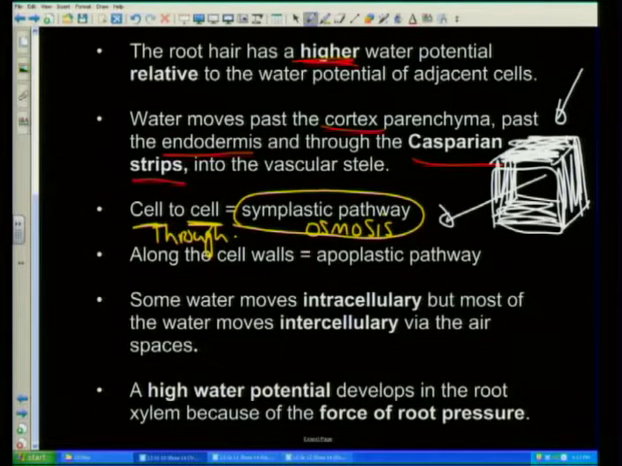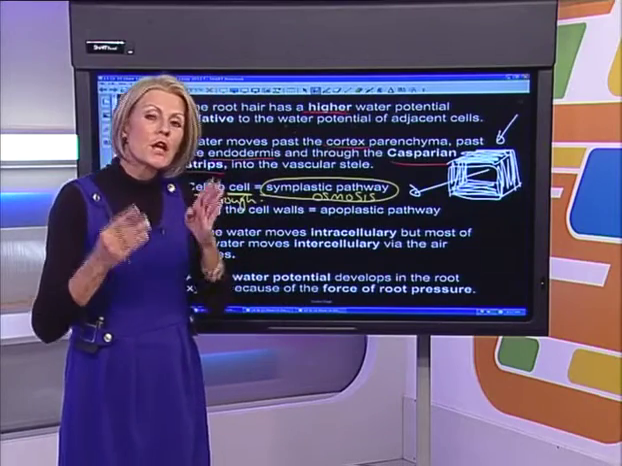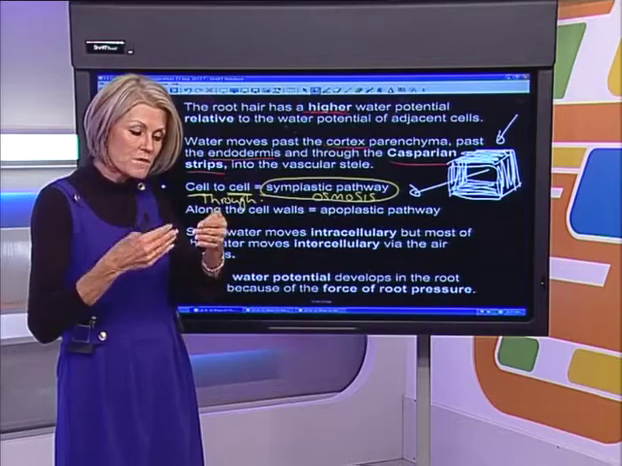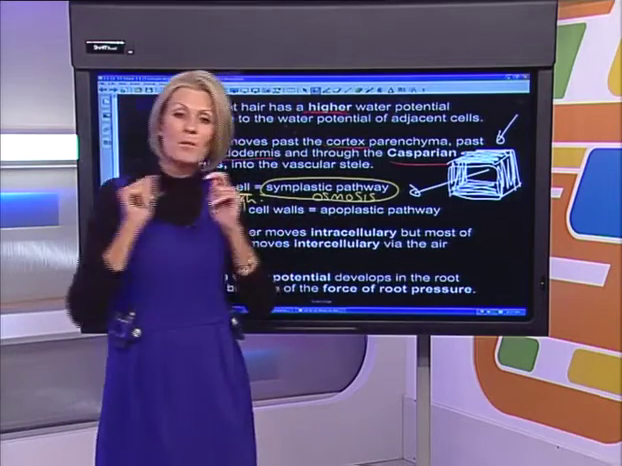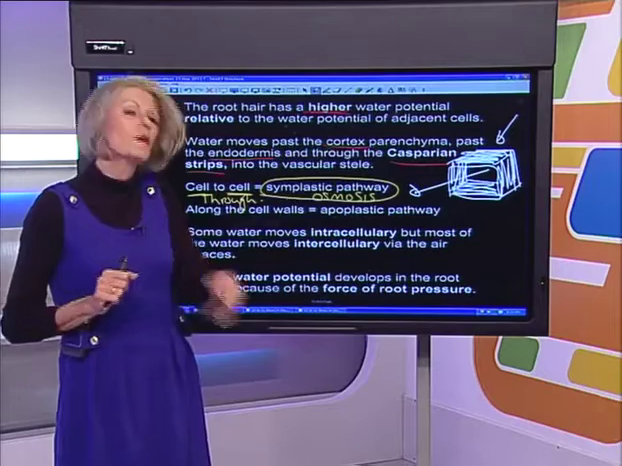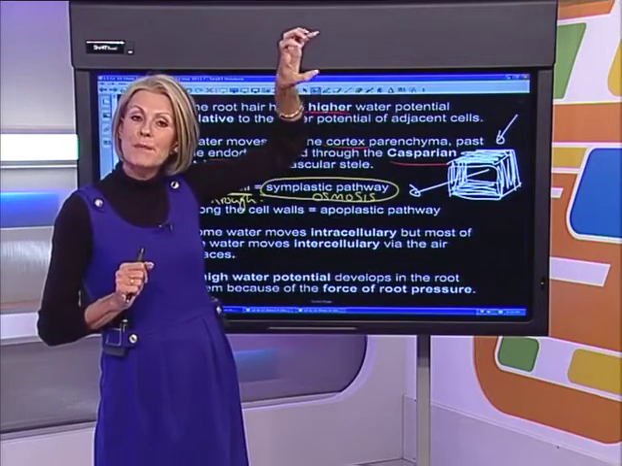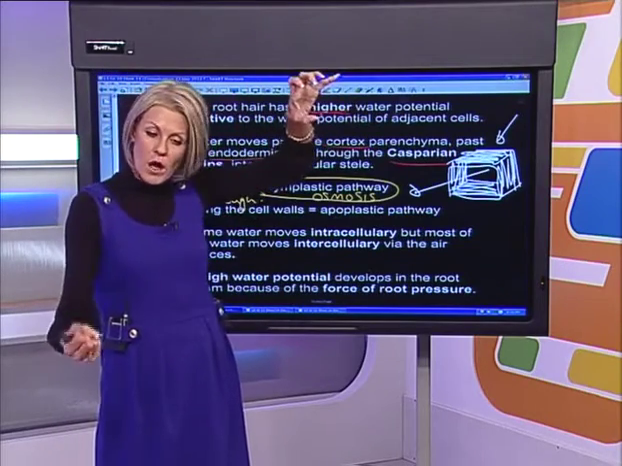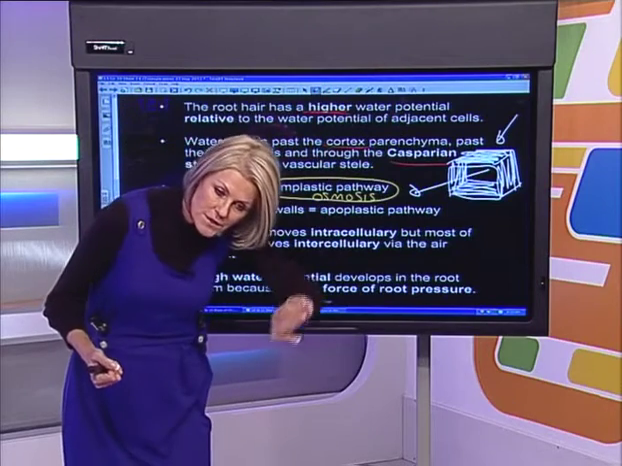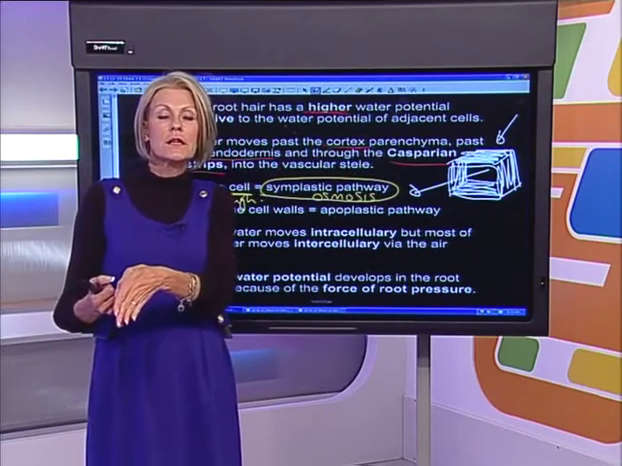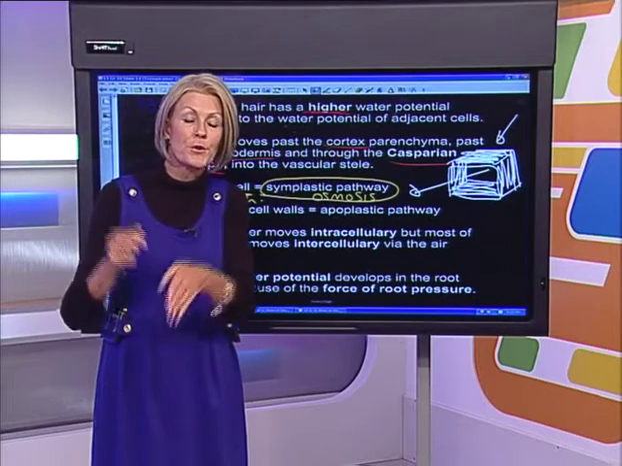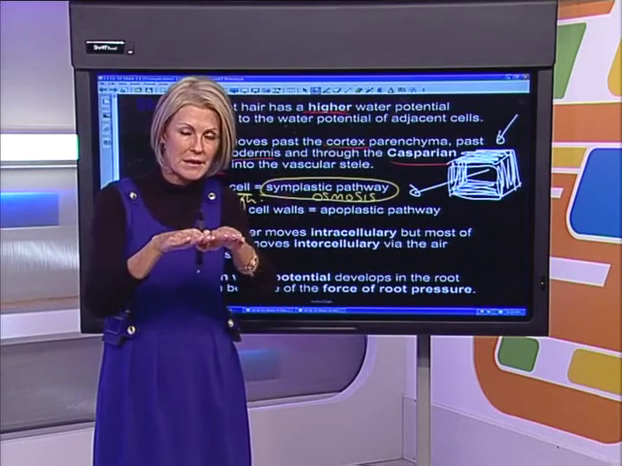And if it goes through the cell, what have you got? You've got this process of it moving, or the water moving through a membrane. And remember, what is osmosis? Osmosis is the movement of water from a higher water potential to a lower water potential along the concentration gradient, and it must move through a membrane.